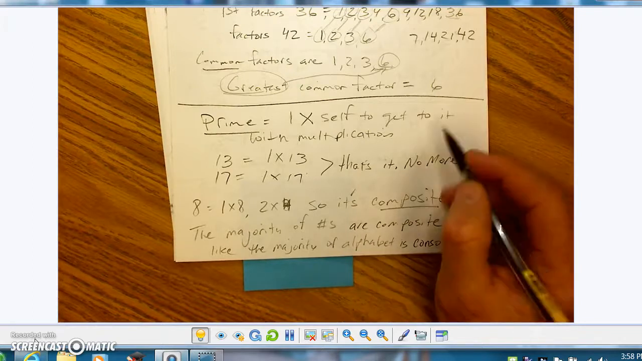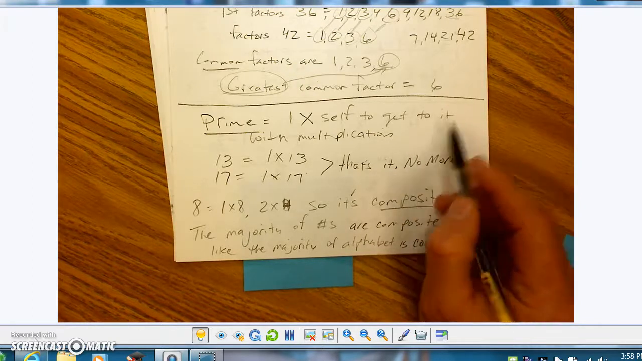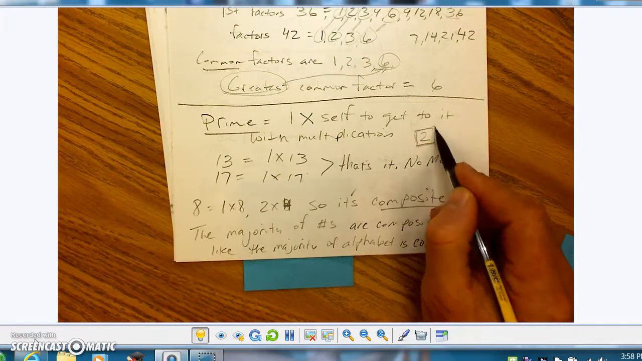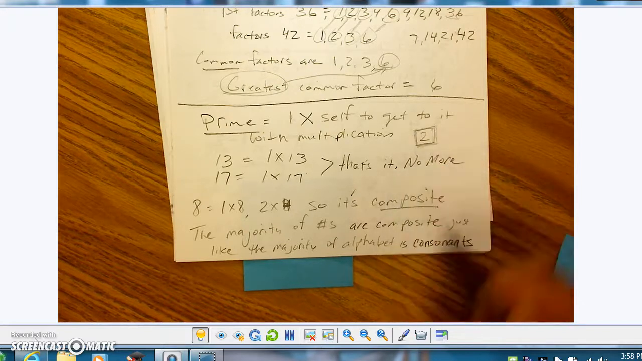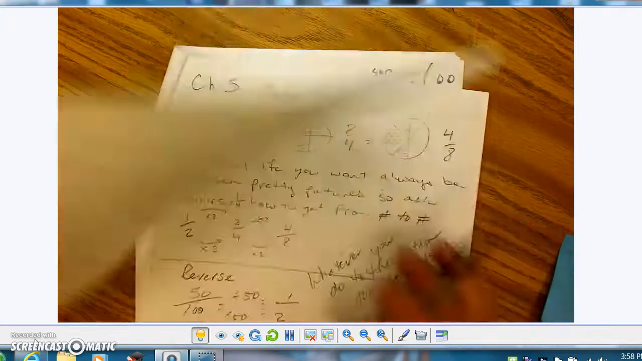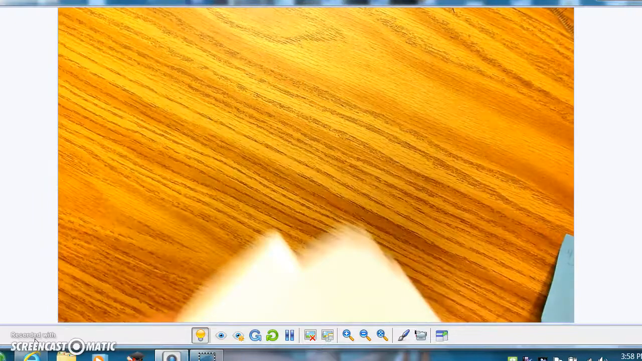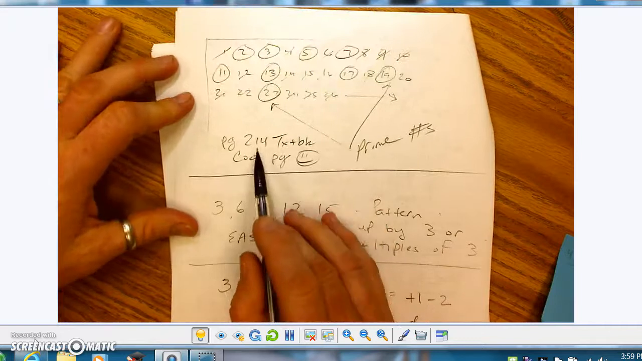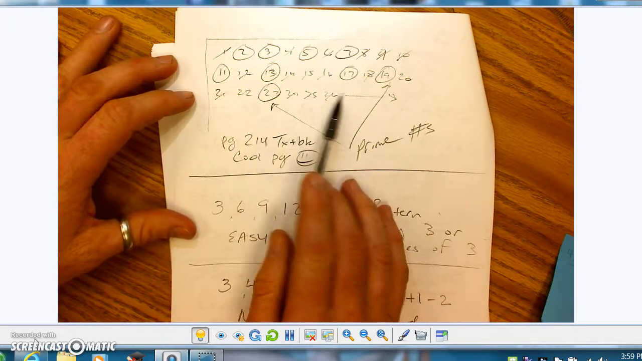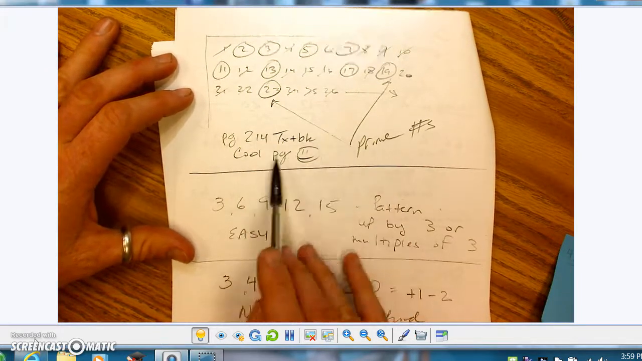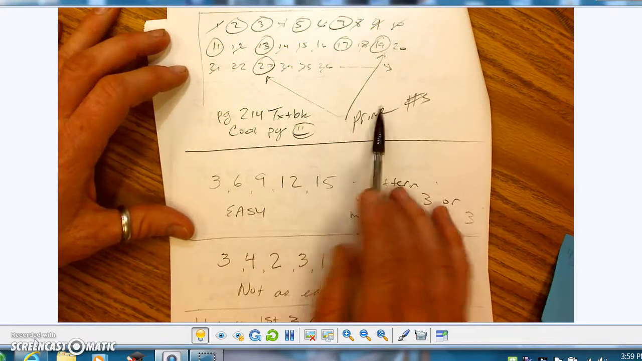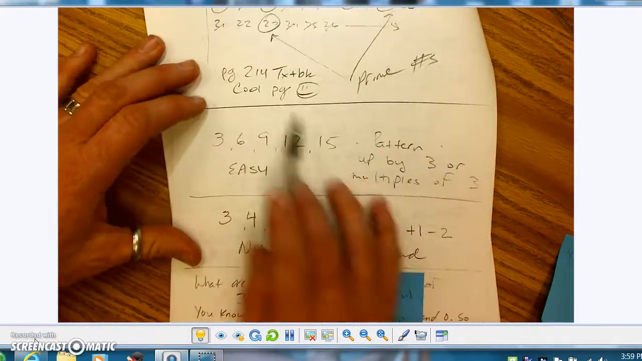The coolest prime number that we've been talking about this year is 2, because it's the only even prime number in the entire world that we've found so far. All right, next. This was on page 214 of your math textbook if you want to relive the memories. It was a really cool page that goes through how to figure out all the prime numbers. So anyways, 214.